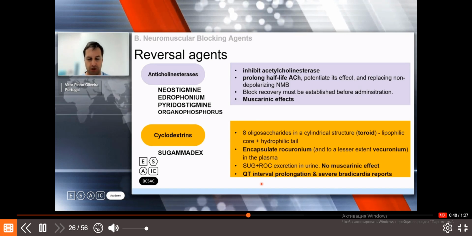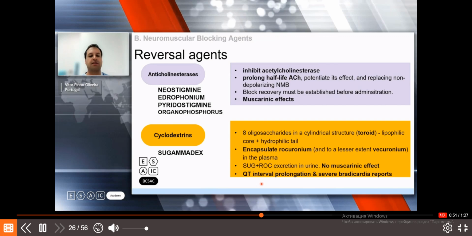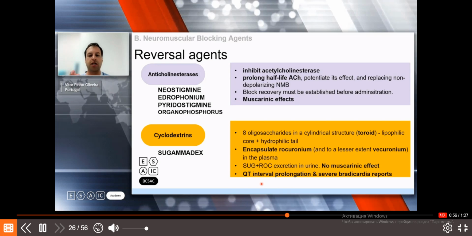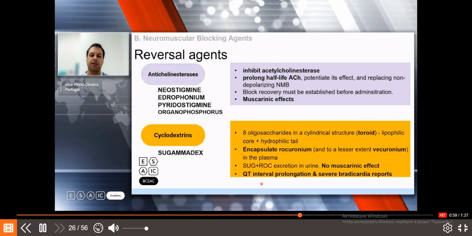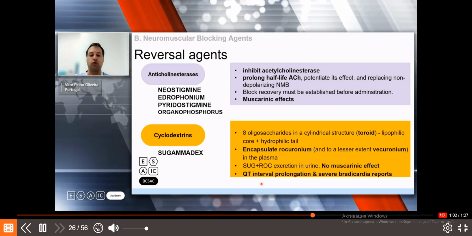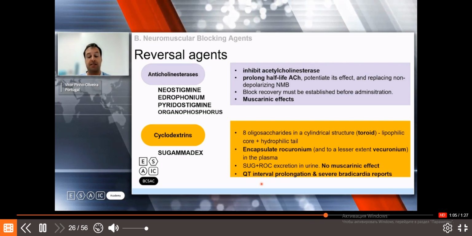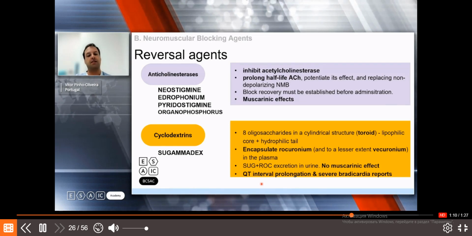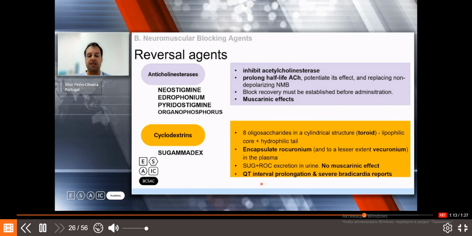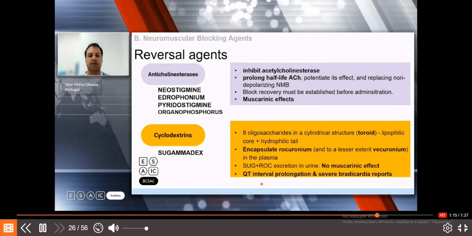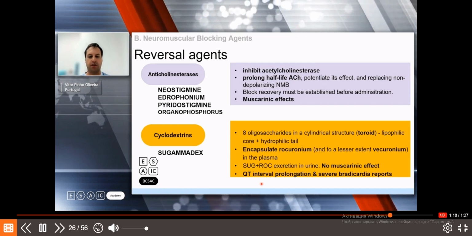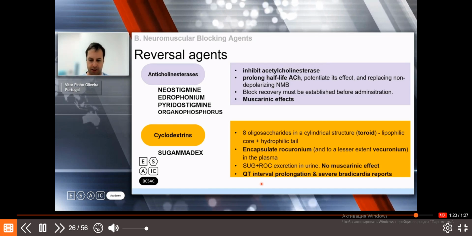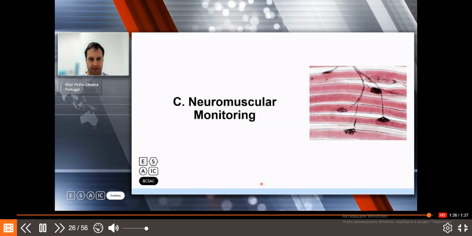Because of this increase of acetylcholine. More recently, we have the cyclodextrins, sugammadex. It's a toroid cylindrical structure with a lipophilic core and a hydrophilic tail that encapsulates rocuronium fully, and to a lesser extent also vecuronium, in the plasma. And this complex of sugammadex and rocuronium is excreted in urine. Because of this mechanism of action, it has no muscarinic effect, but there are reports of QT interval prolongation and severe bradycardia with the use of sugammadex.